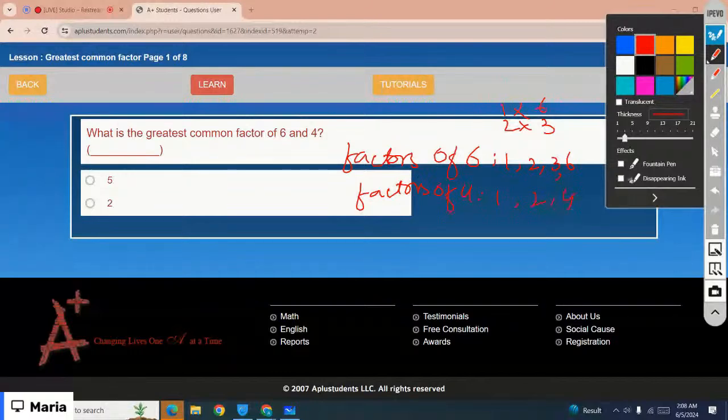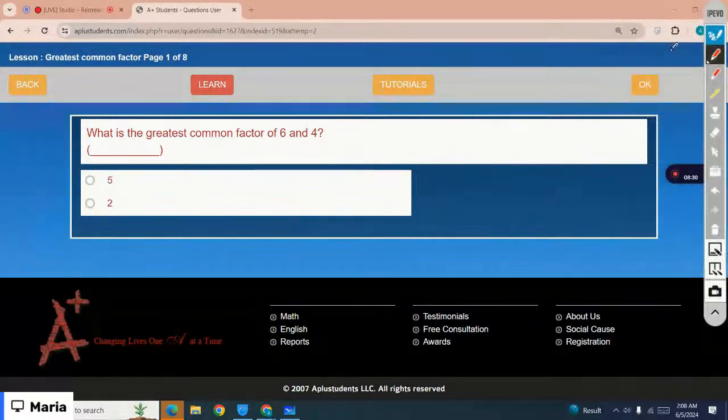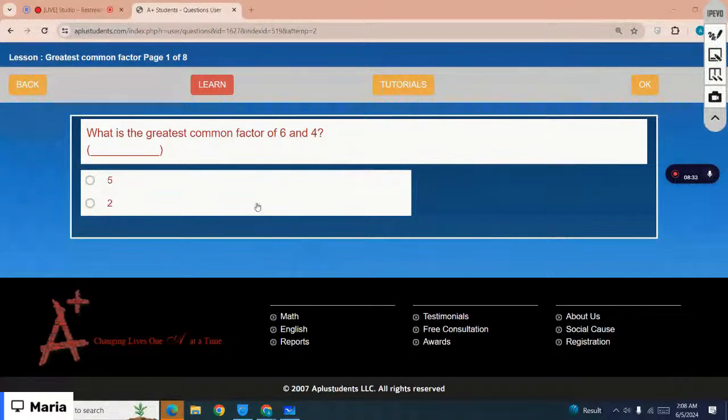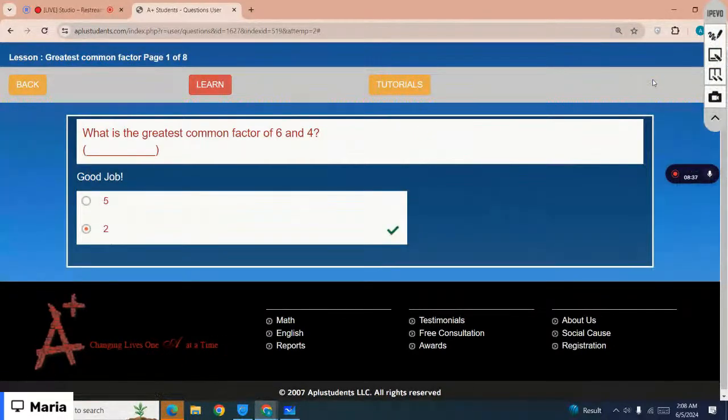So which is the common factor? The greatest number that is common is 2. Very good. The correct option is 2. The greatest common factor, you can say GCF, is 2. Got it?